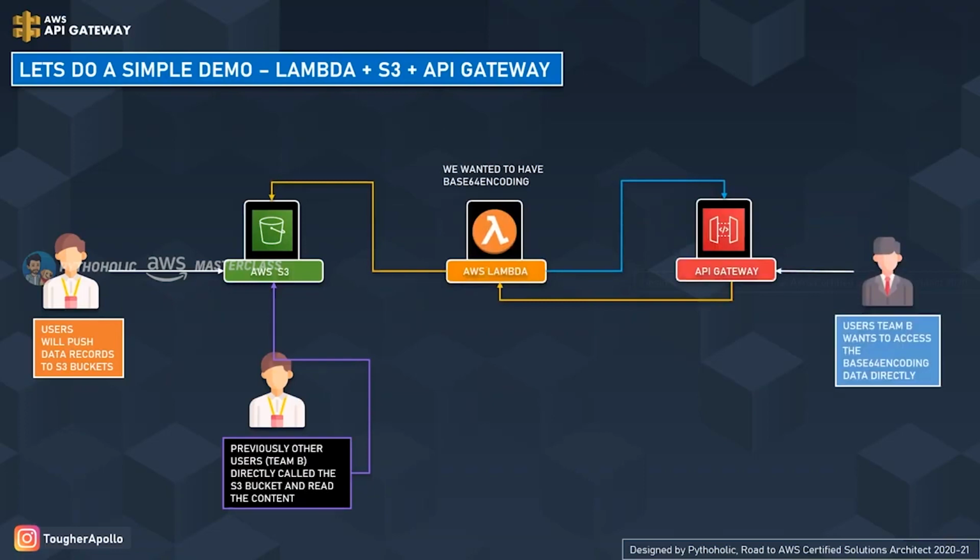So initially, users at team A were uploading files to an AWS S3 bucket, and the users at team B used to download or use them directly from the bucket. Post which, there was a requirement that all the data that the users are going to download should be base64 encoded. So we made a design change, and for the base64 encoding we introduced a simple Lambda function.